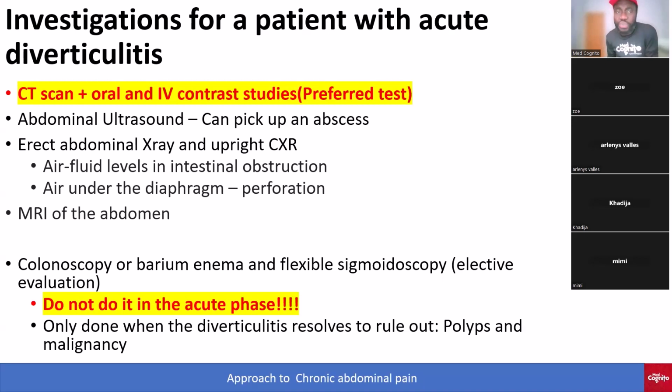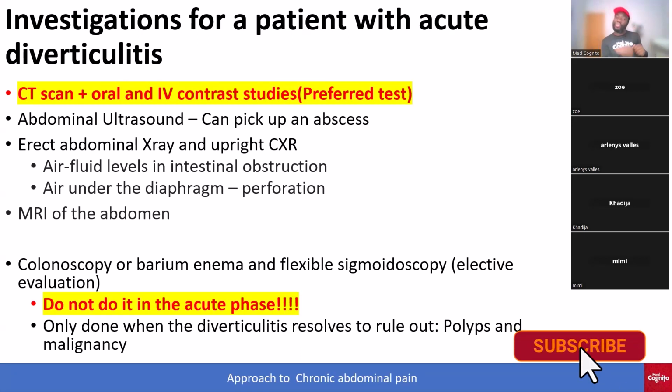Other investigations you can do can be abdominal ultrasound, okay, which can be used to pick up an abscess, erect abdominal X-ray, and then upright chest X-ray. The reason is because for the erect abdominal X-ray, we want to make sure that the patient does not have any air fluid levels, because one of the complications of diverticulitis is what? Intestinal obstruction, right? So we want to do an erect abdominal X-ray to make sure that there are no air fluid levels and intestinal obstruction is not a complication.